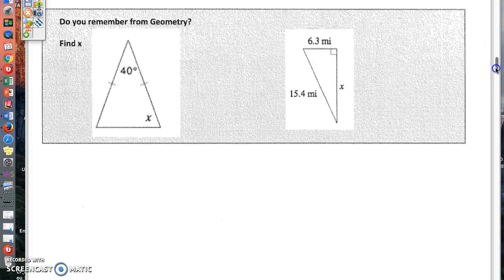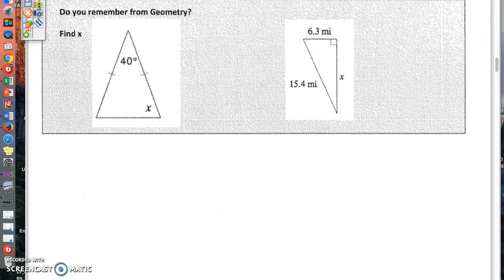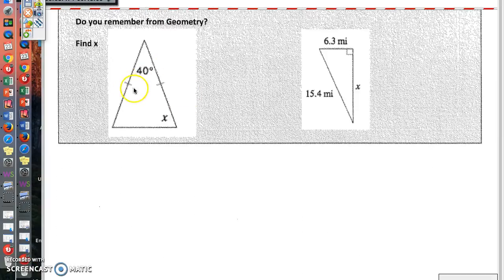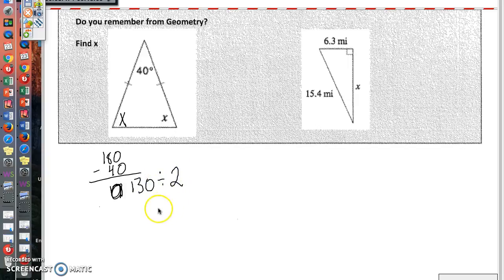Then on the second page, what do we remember from geometry? Well, here's our isosceles triangle. So two sides are the same and two angles, so this would be x and x. So there's a variety of ways you could do this one. I might do 180 minus 40, so there's 140 degrees left for those two angles. Divide by 2, and we end up with 70 degrees.